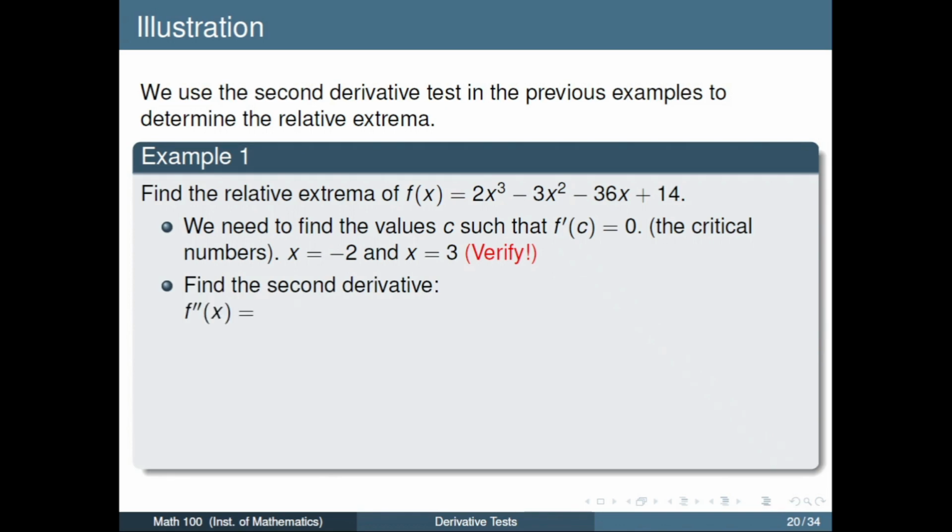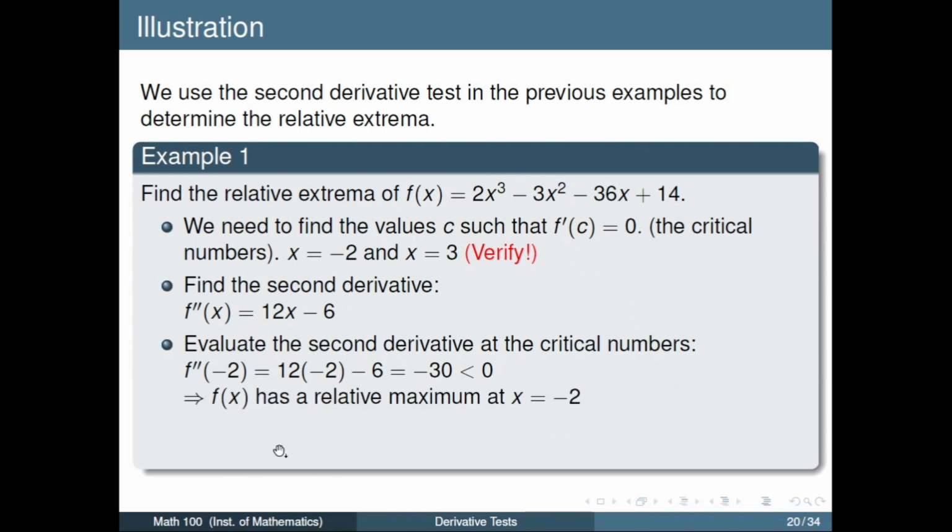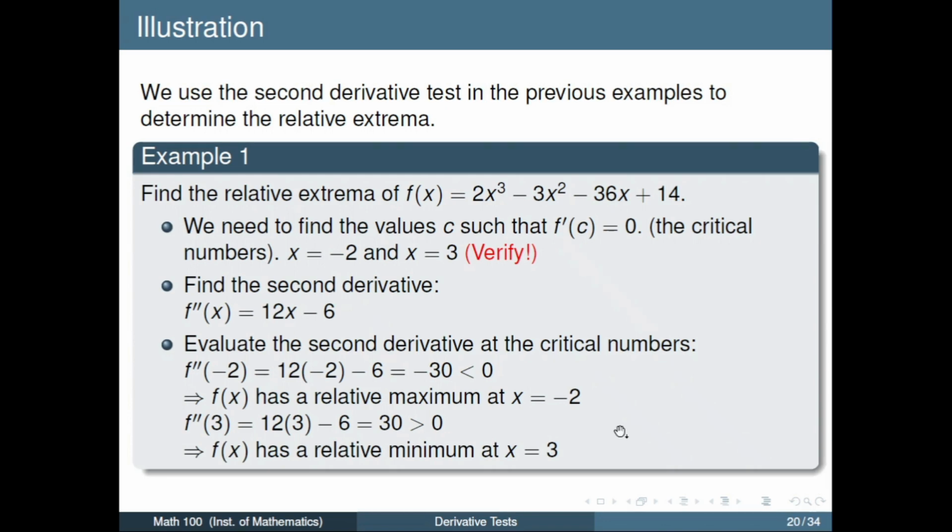Pero bago yan, kunin mo natin yung f double prime. If you check, that should be 12x minus 6. So, evaluate natin at the critical numbers. F double prime of negative 2 is negative 30. This is less than 0. Okay? Since our f double prime is less than 0, by SDT, f of x has a relative maximum at x equals negative 2. On the other hand, f double prime of 3 is equal to positive 30, which is greater than 0, then f of x has a relative minimum at x equals 3.